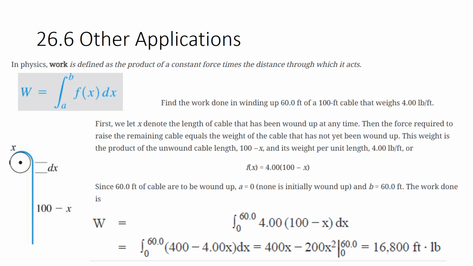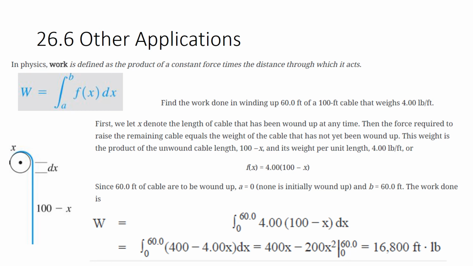So I want to wind that cable up. That's a pretty common thing to do in large auditoriums. And it's 100 feet long, and I want to wind it up 60 feet, so it's still hanging 40 feet off the ceiling. And it weighs 4 pounds per foot. What's the work that I'm doing there?